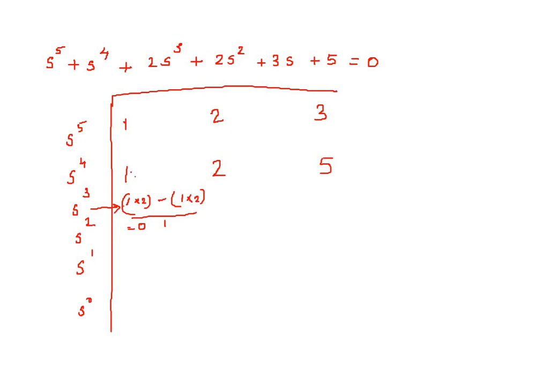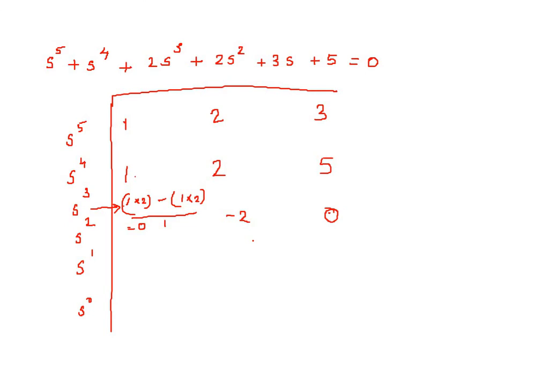Now we can find the next element corresponding to the row s cube, that is 1 into 3 minus 1 into 5 divided by 1. So that will be 3 minus 5 divided by 1, that will be minus 2. Corresponding to the next element, we know that there are only 3 columns, so this element will be 0. So here we got 0 in the first column.